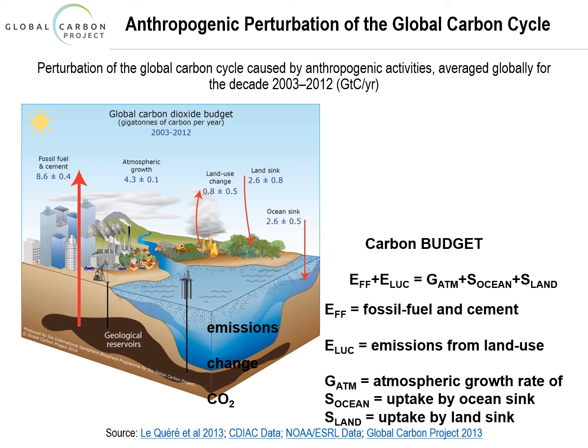Similar to Earth's energy balance, we can also construct a carbon balance. This helps us to keep track of humans' interference of the carbon cycle. This slide shows the carbon budget or carbon balance for Earth for the years 2003 to 2012. In this image, the carbon balance is done in gigatons of carbon.